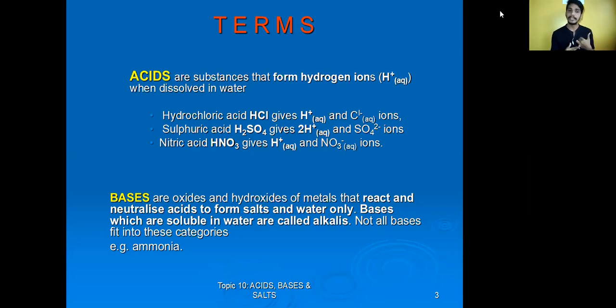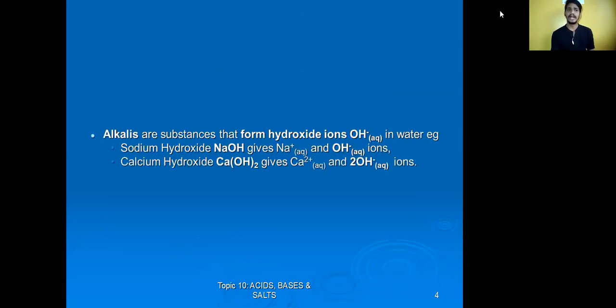So what are the acids which donate H+? What are the bases which donate OH- ions? Okay, so these are the terms we have to understand. So let's move further. Alkalis are substances that form hydroxide ions, that is OH- ions, in water. Example, sodium hydroxide, that is NaOH. You can see on the screen, it gives a sodium ion along with the hydroxide ion. Now calcium hydroxide, Ca(OH)2, gives Ca2+ and 2 OH- ions.